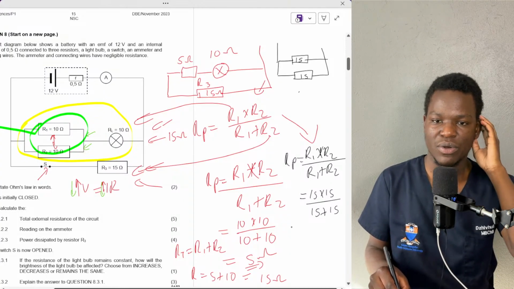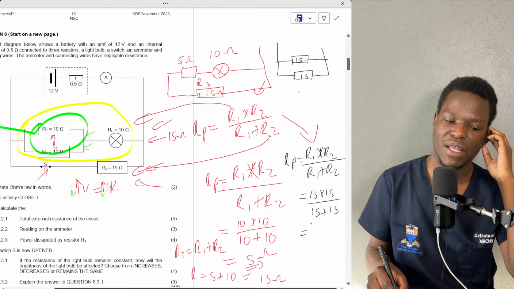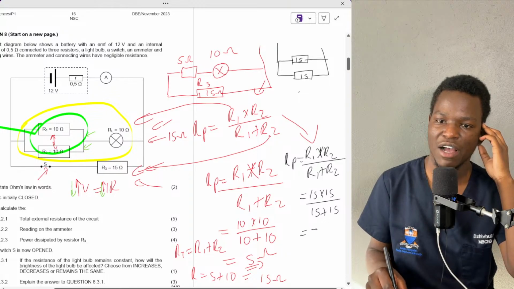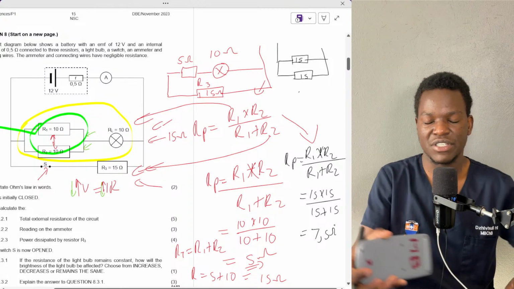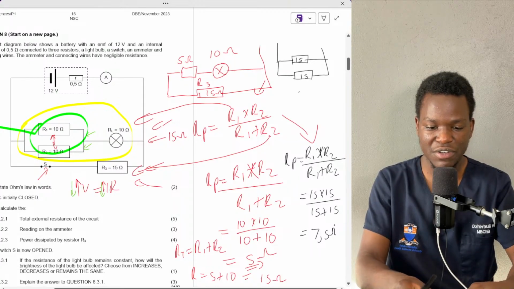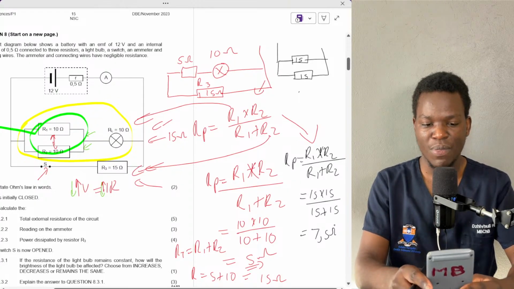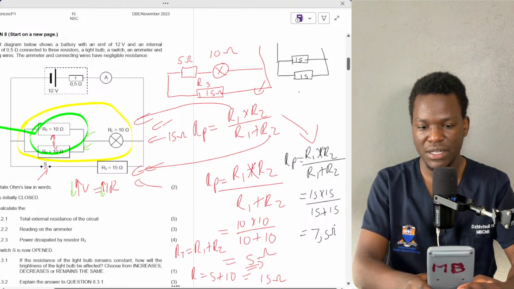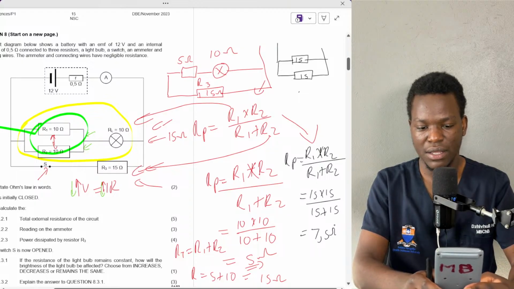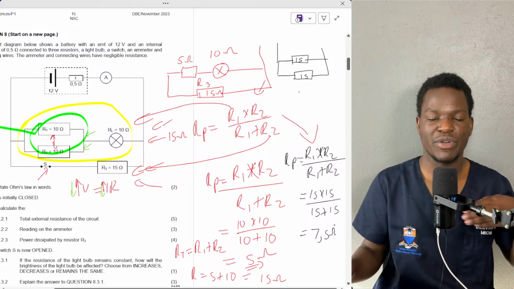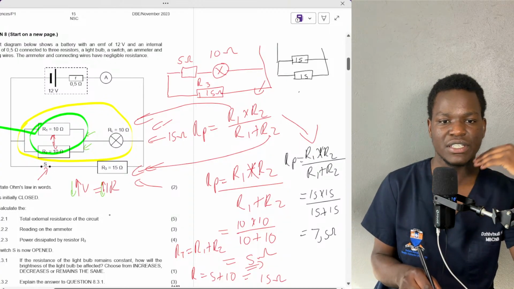And then now you'll just come and add here. And then it just gives you half. If resistors are the same, it gives you half. Let me just confirm: 15 times 15 over 15 plus 15. So it just gives you half, which is 7.5 ohms. So we have got it to be 7.5 ohms.